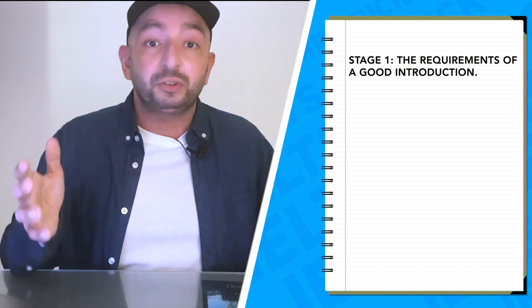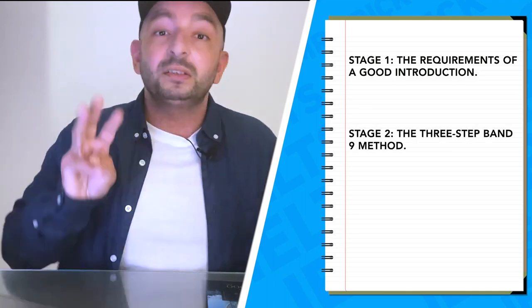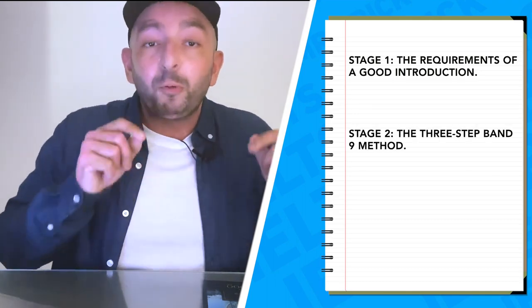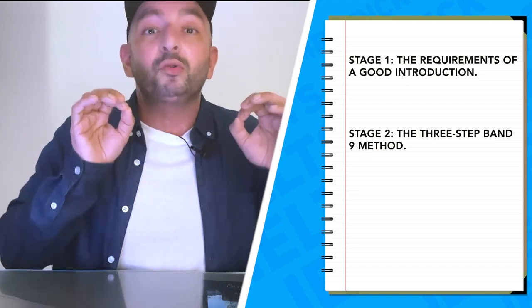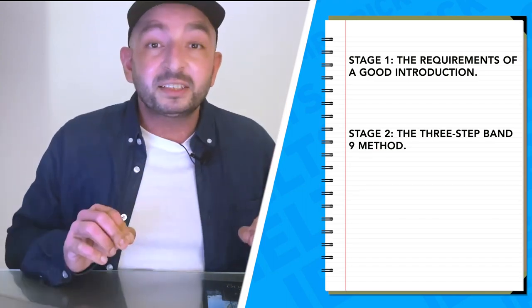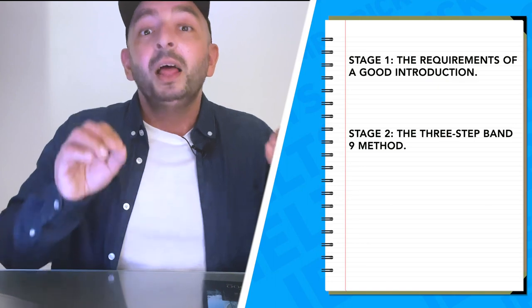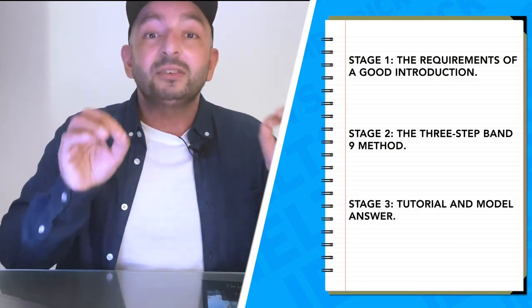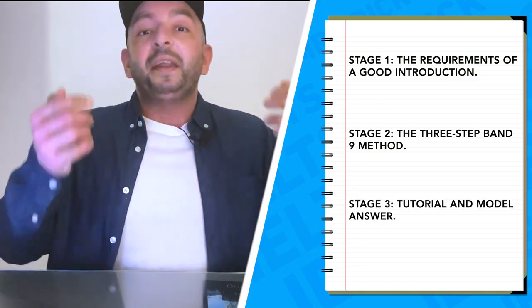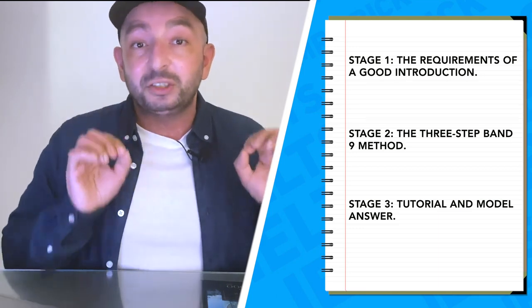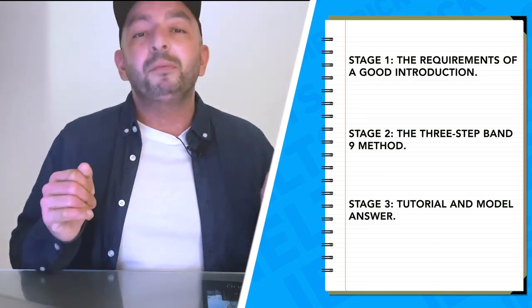So just like the last episode of this series, this video will be broken down into 3 stages. In the first stage, we will look at what makes a good introduction. The second stage will focus on the 3-step method which can help you get a band 9 in your writing. And then in the final stage, and this is my favorite part, we will look at a real IELTS Writing Task 2 question, and I will write out the perfect introduction and I will explain what I'm doing as I go along.